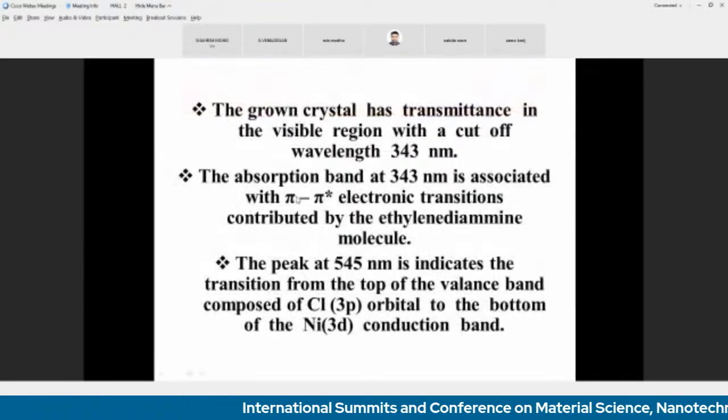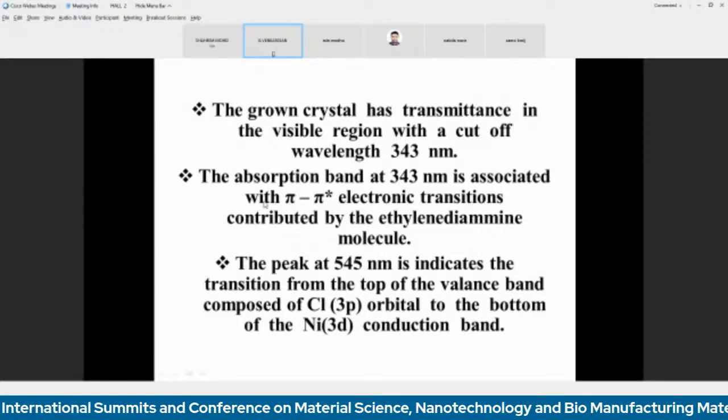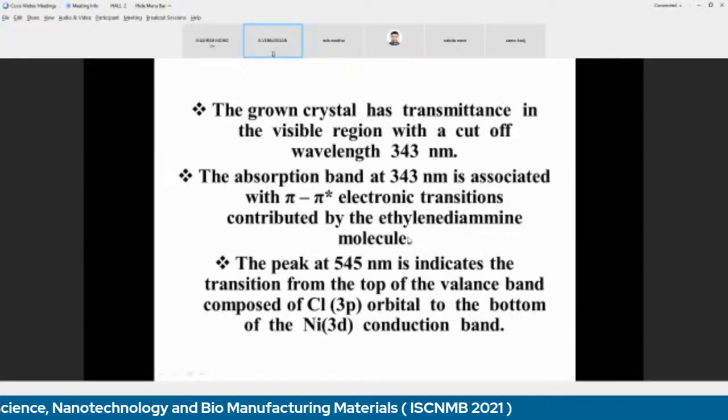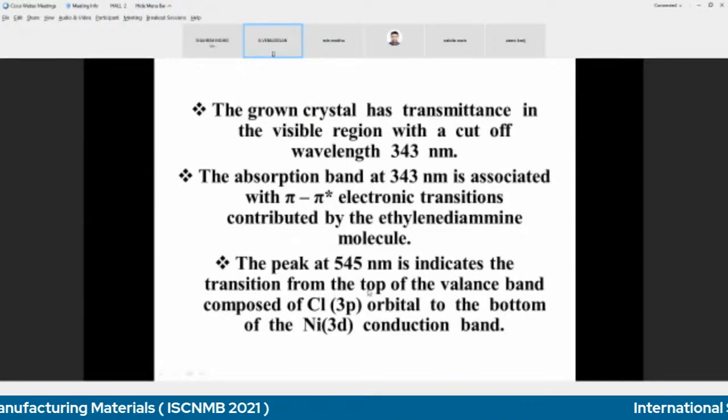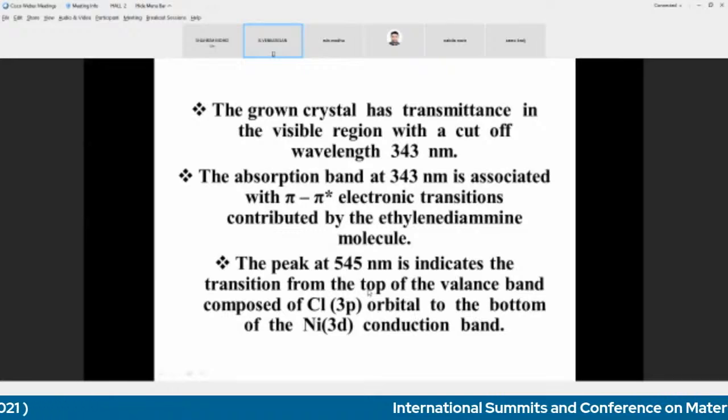343 nanometer. The absorption band at 343 nanometer is associated with the pi star electronic transition contributed by the ethylenediamine molecules. The peak at 545 nanometer indicates the transition from the top of the valence band composed of chlorine 3p orbital to the bottom of the nickel 3d conduction band.